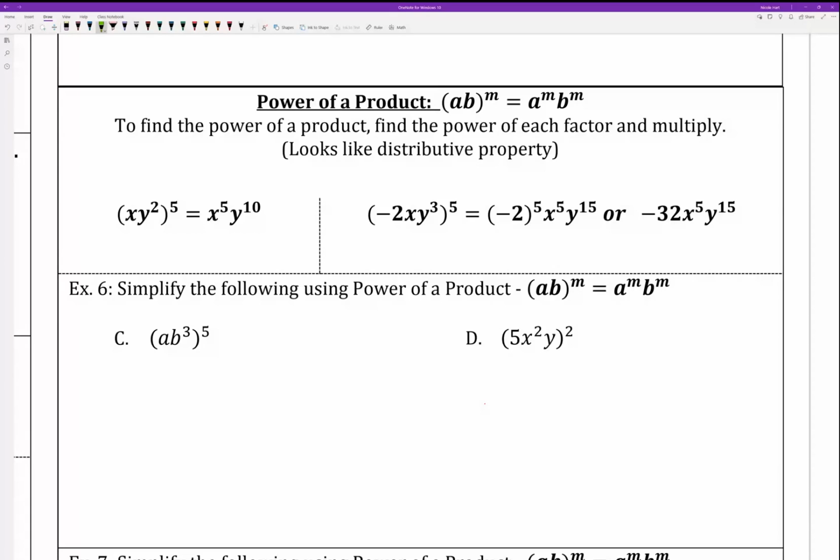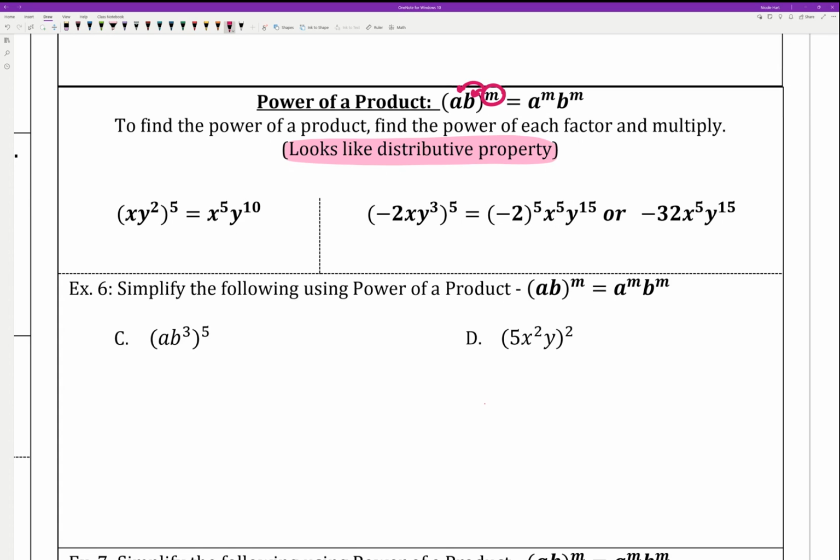With the power of a product, we see parentheses, and when we see parentheses, we immediately think of distributive property. And so with the power of a product, we are going to take the exponent that is outside of the parentheses and distribute it to all of the bases inside of the parentheses. So for example, here the m is on the outside. It is going to get distributed to the a as well as the b. So that turns into a to the power of m times b to the power of m. And that's our final answer.